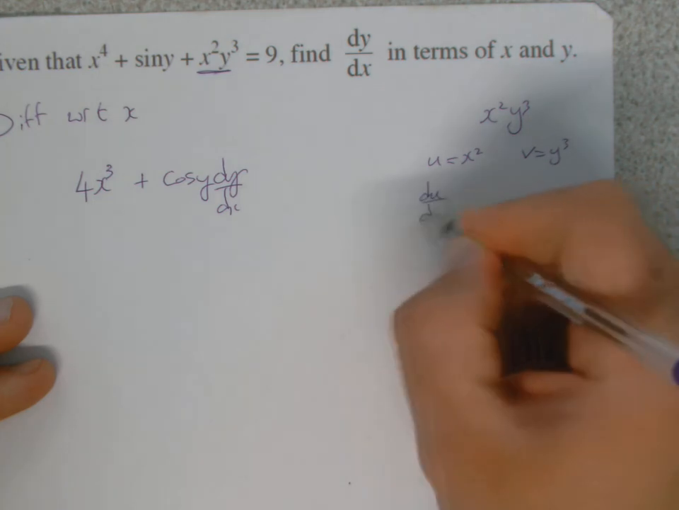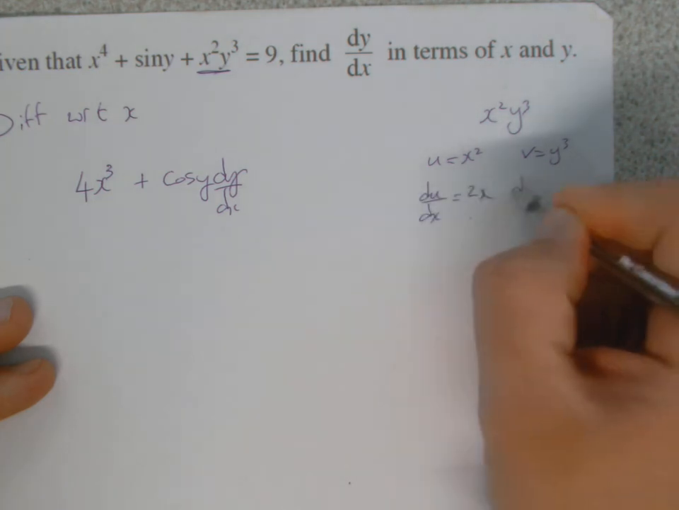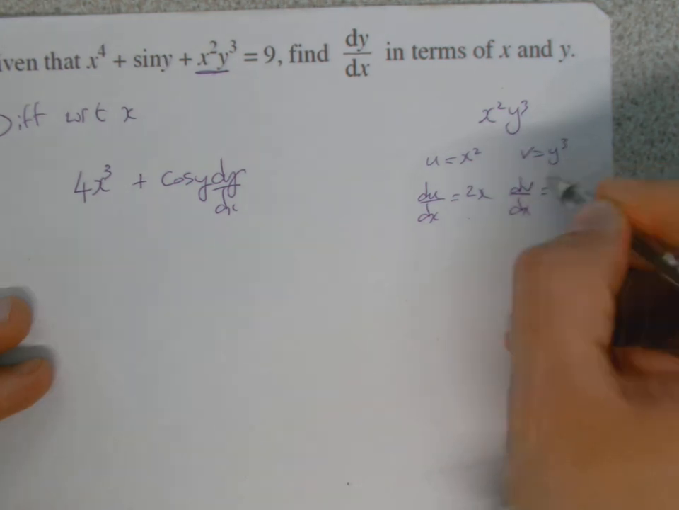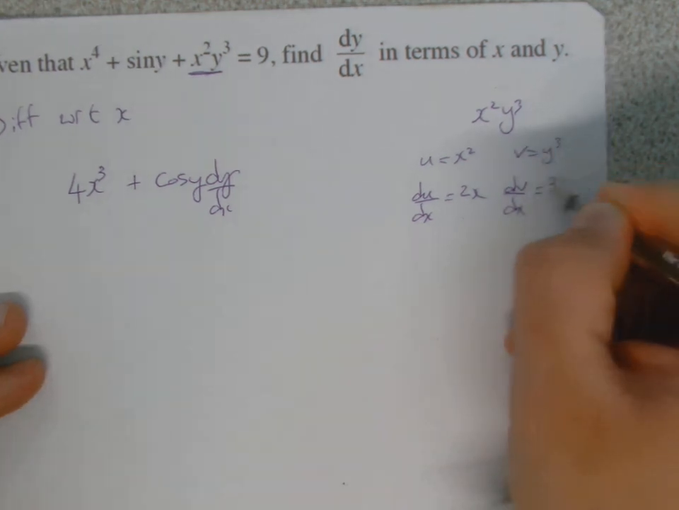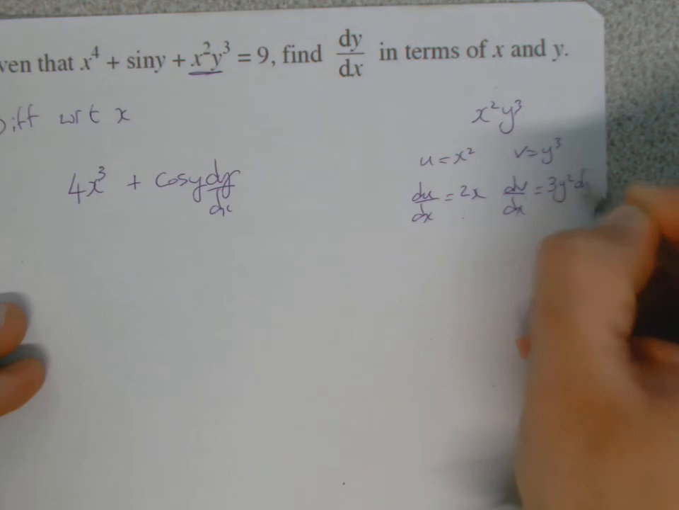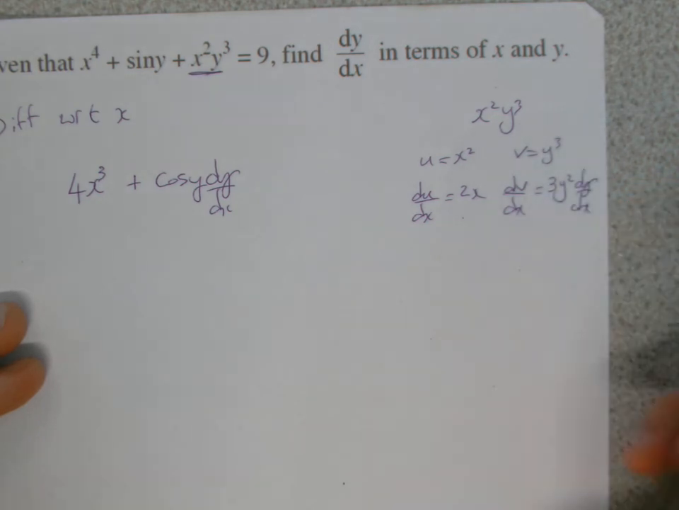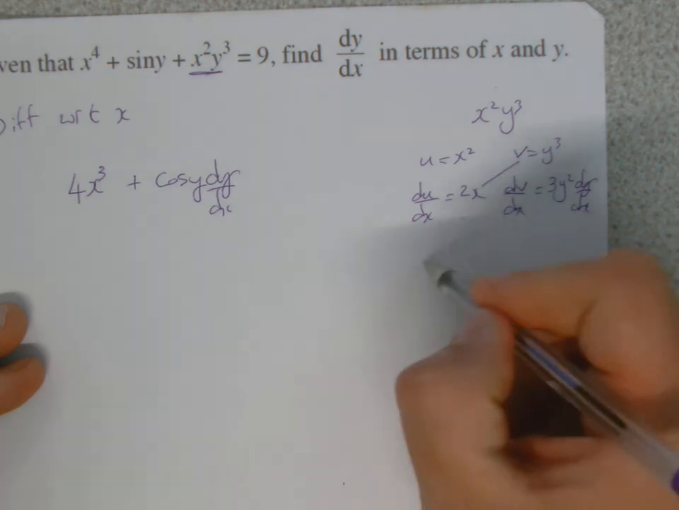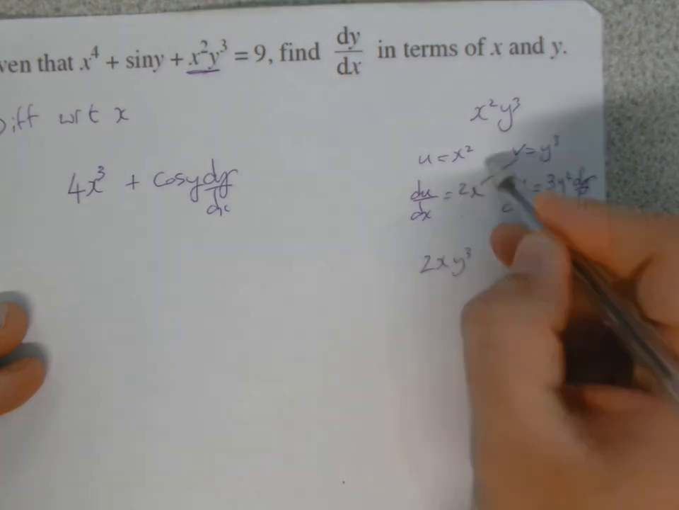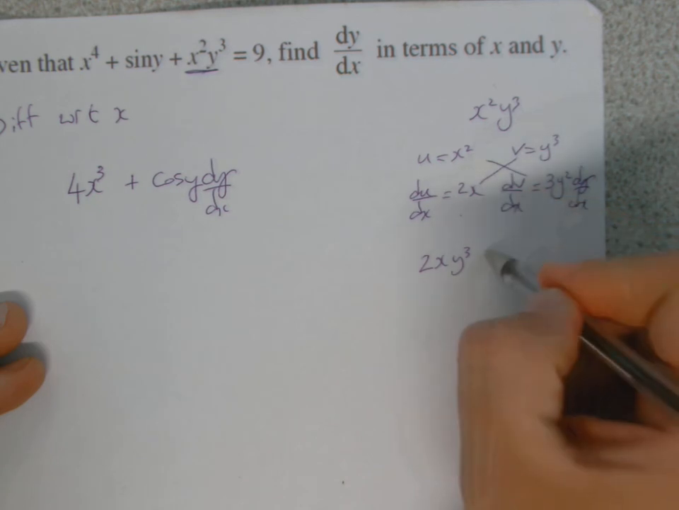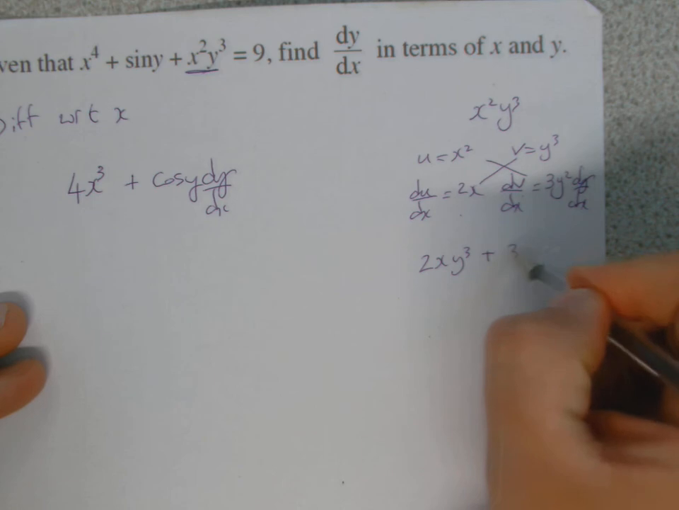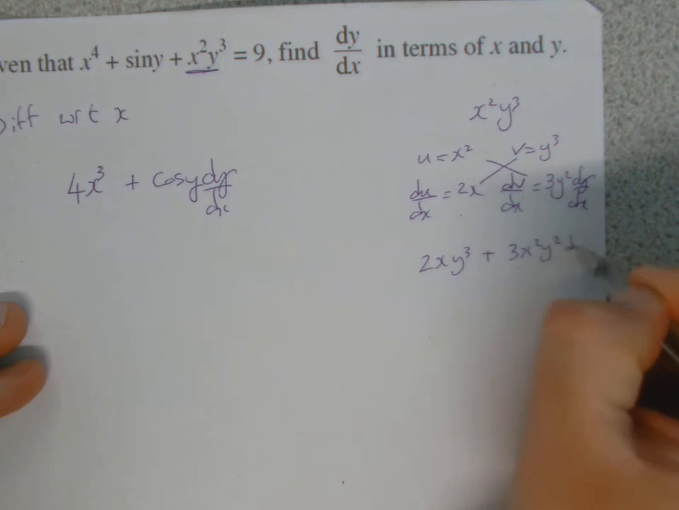So du dx is 2x, and then dv dx. So you differentiate this with respect to x. Of course you can't, so differentiate with respect to y first. That'll be 3y squared, but don't forget to put a dy dx on the end, okay? Then the product rule, u dv dx plus v du dx, which is 2xy cubed, plus then that times that, so that'll be 3y squared dy dx times that, so that'll be 3x squared y squared dy dx.